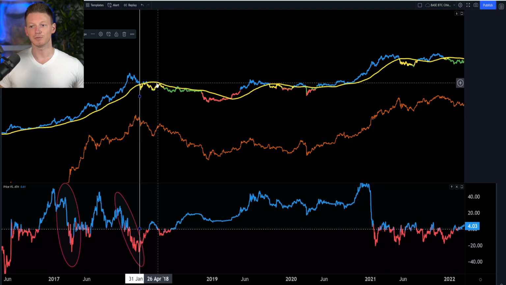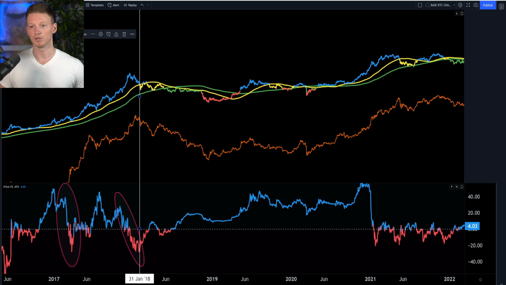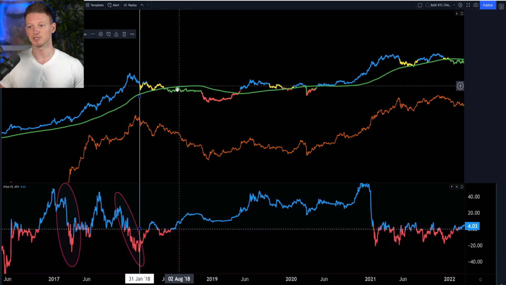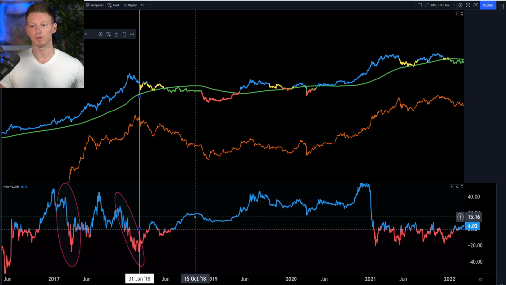What you'll see is as we start heading below the 20, heading below the 50-week moving average, you can see that this gets green now, and we'll remove this. This becomes green. This just starts moving more and more in Bitcoin's favor.